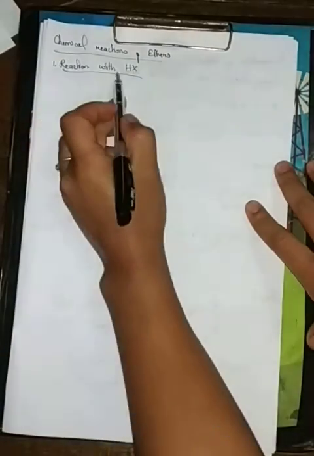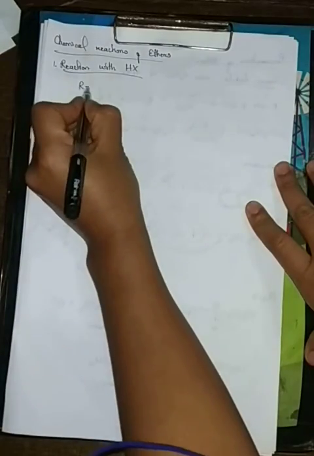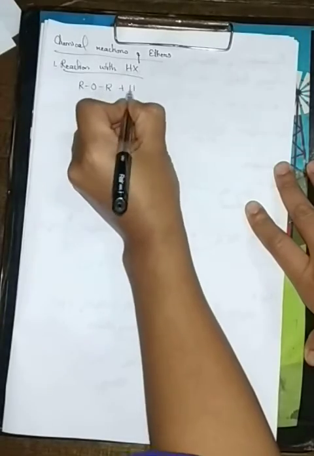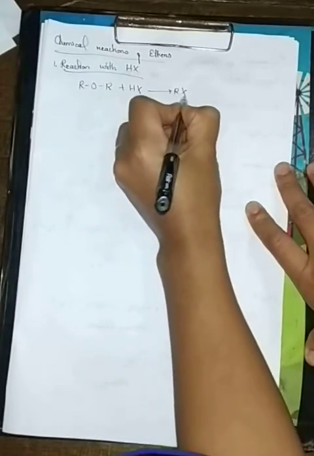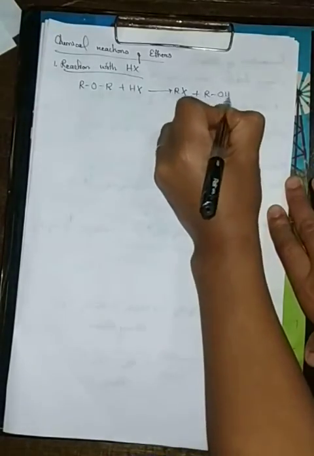Now, if we check the chemical reactions of ethers, the first reaction is the reaction with HX, meaning hydrogen halides, and the second one will be studying the electrophilic substitution reaction of ethers. Now, reaction with HX, hydrogen halides: when our ethers react with HX, they will give us our haloalkanes along with our alcohols.